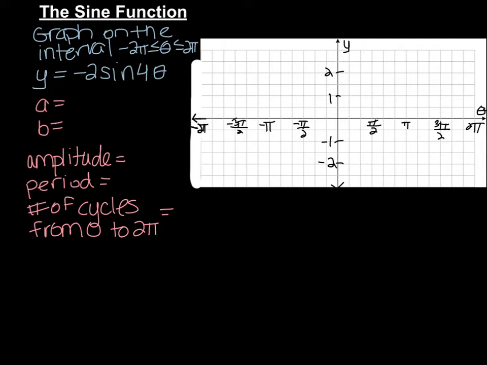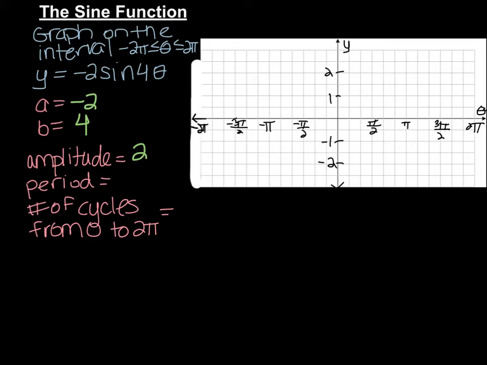of the question. Now in this case, we're graphing y equals negative 2 times the sine of 4 times theta. So my a value is negative 2 and my b value is 4. Now the amplitude is just the absolute value of the a value. So the amplitude in this case is going to be positive 2.